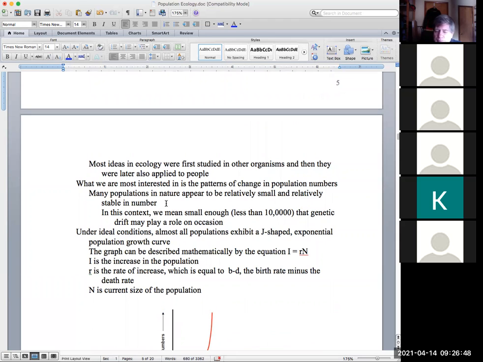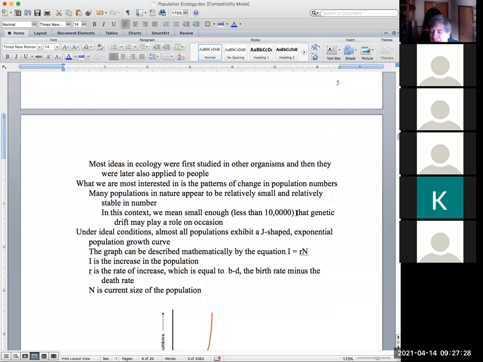So first of all, let's think about what biologists see when they study populations in nature. Most populations in nature are relatively small. And at least without human influence, they're relatively stable. The numbers don't tend to increase a lot, and they don't tend to decrease a lot. Now, how small is small? Less than 10,000 individuals. 10,000 sounds like a lot, but if you're talking about something, say, the size of a housefly or an ant, that's a small group.